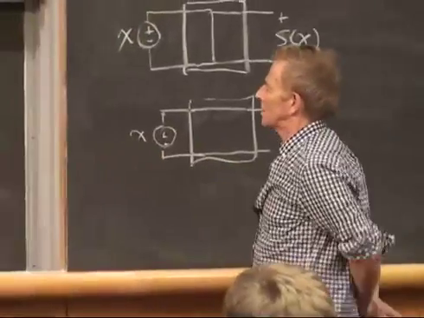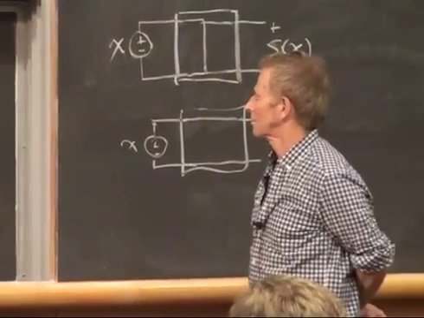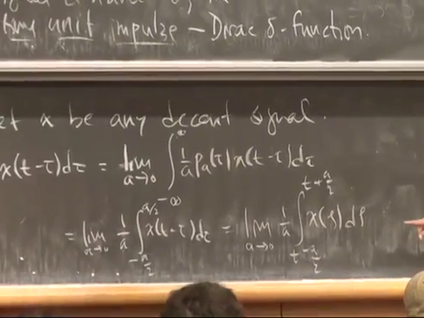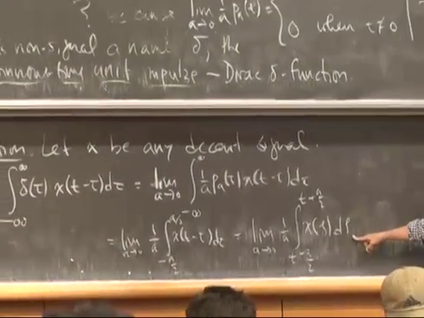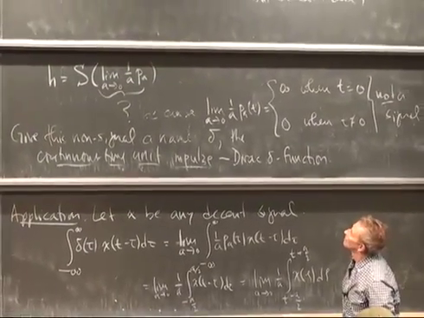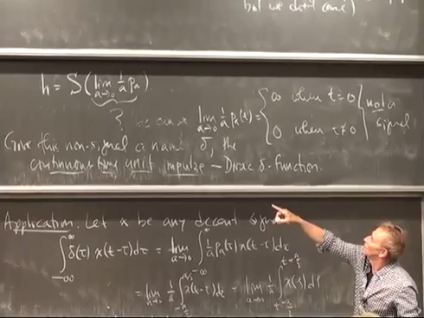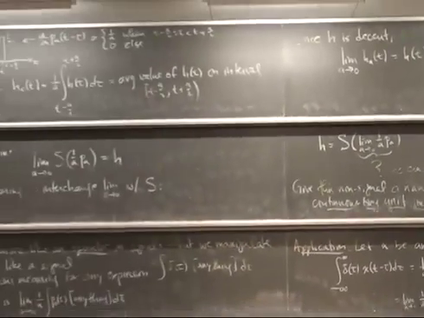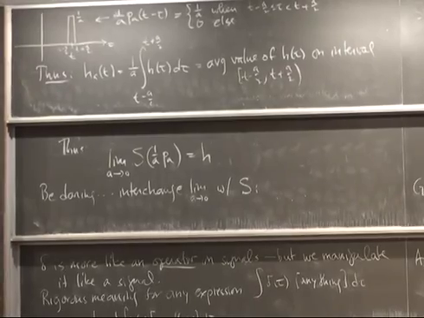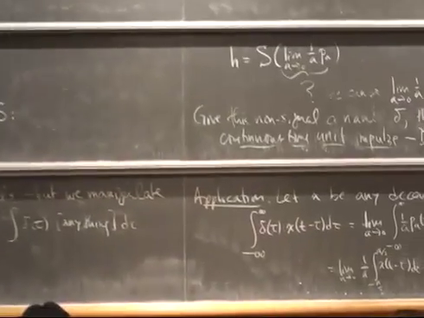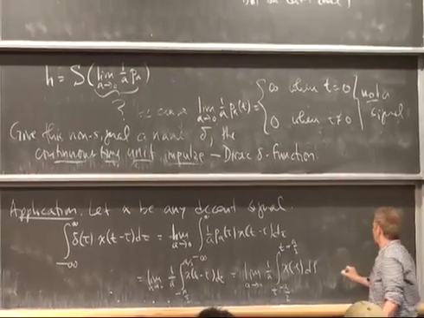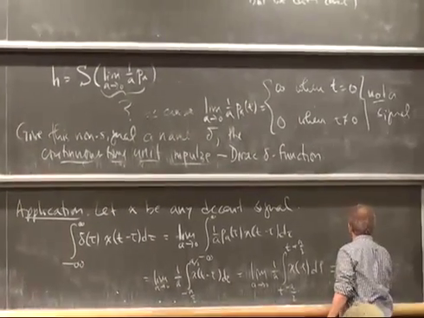But what does that come out to be if x is a decent signal? What does that come out to be? This looks an awful lot like that thing up there, except you have an x in there instead of an h. This is the average value of x over an interval of width a centered at t, and I take the width of that interval to 0. What does it come out to be? x of t, right?